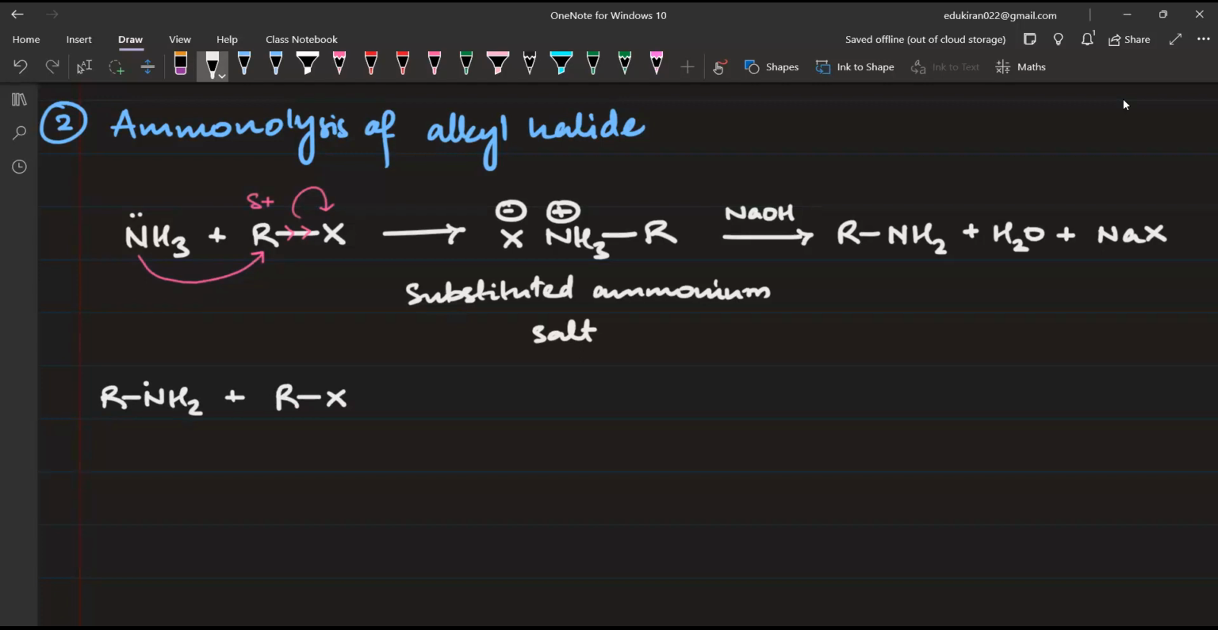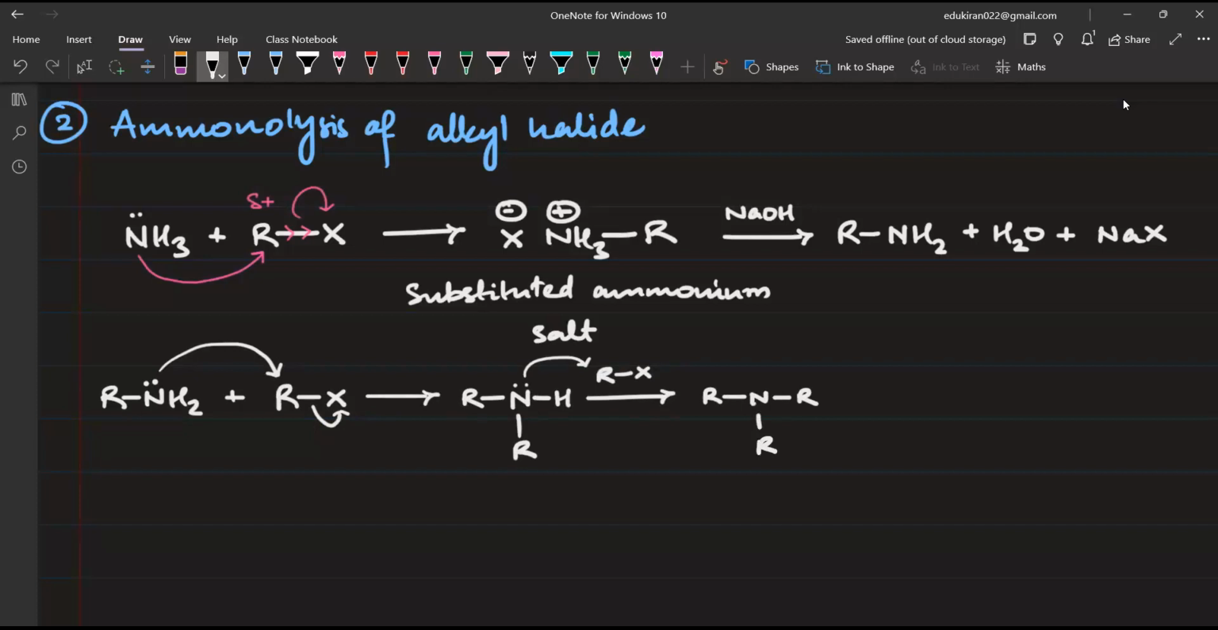Now again, this nitrogen has a lone pair of electrons, and this alkyl group will still have a delta positive charge. So this nitrogen can attack this alkyl halide once again, and this halogen atom can leave. In the presence of NaOH, I'm directly going to make this compound. That is the nitrogen atom, which was already connected with one alkyl group. It will be connected with another alkyl group now, and there will be one hydrogen left. Now the same process can occur once again when you have RX. This can attack once again on the alkyl group, and it is going to give you R, nitrogen, again an alkyl group, and again an alkyl group.